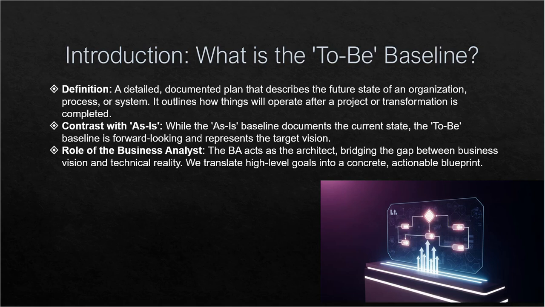Once the project is completed, or once the vendor software is implemented in that system, how will the process look, and which teams or users will interact with that solution? In contrast with the as-is baseline document, which is the current state, the to-be baseline is forward-looking, representing the target vision, goal, or objective, and how they are going to achieve it by implementing this solution.